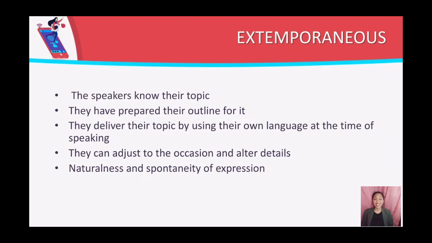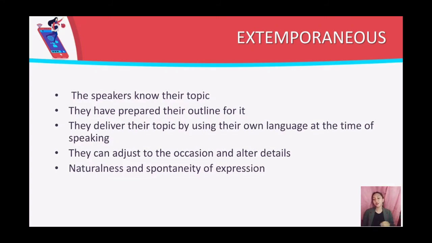The next is extemporaneous. Extemporaneous is when speakers know their topic. It's like giving you a topic beforehand, giving you time to think, to outline your ideas before speaking. So you prepare an outline. You point out your main points there, you write it, and then you deliver your speech.